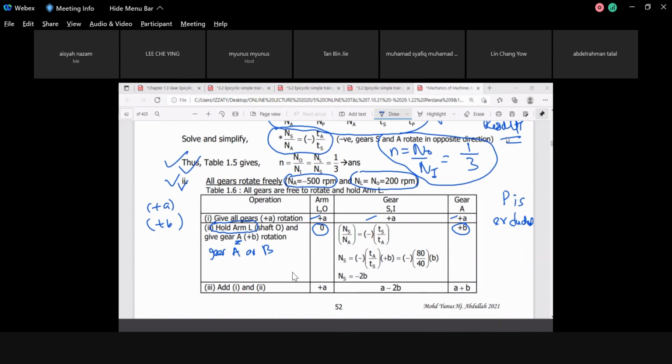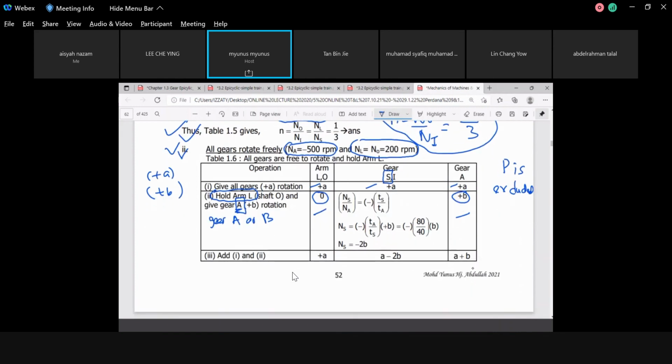Yes, any question? Okay, now this one is okay. This is your NS and NA. You have NS by NA, you have negative here. This you have to memorize. You bring up this A. The initial equation will be NS by NA is equal to negative TA by TS. But you need only NS, so NS is equal to negative TA by TS, you bring up the NA. Simple mathematics, isn't it? But NA is now plus B. You get this one, plus B. So you end up getting this, and that will be the result.